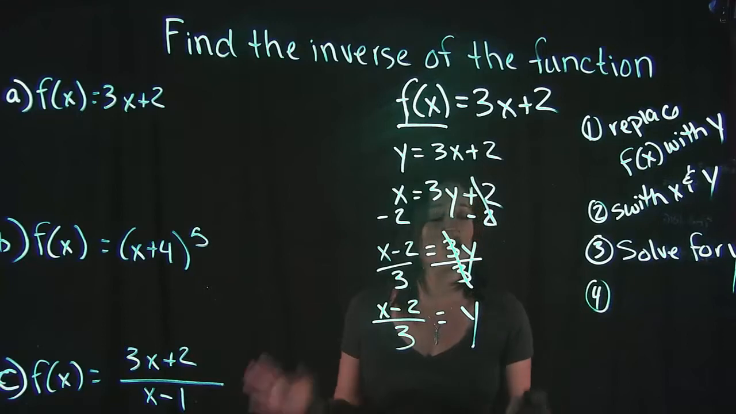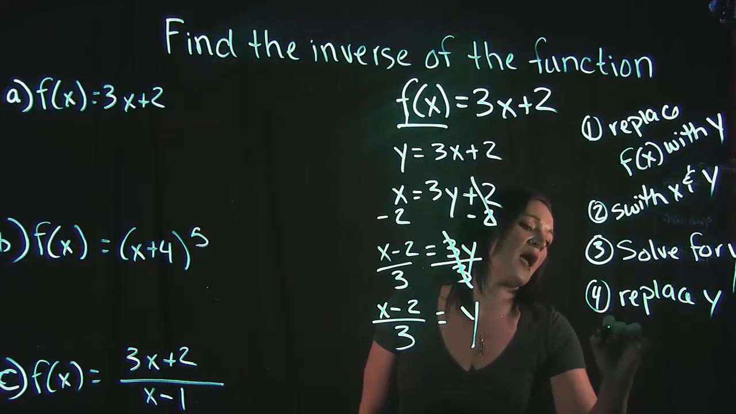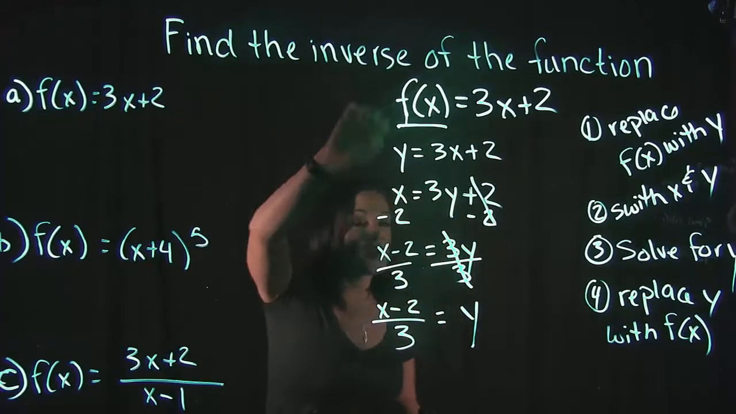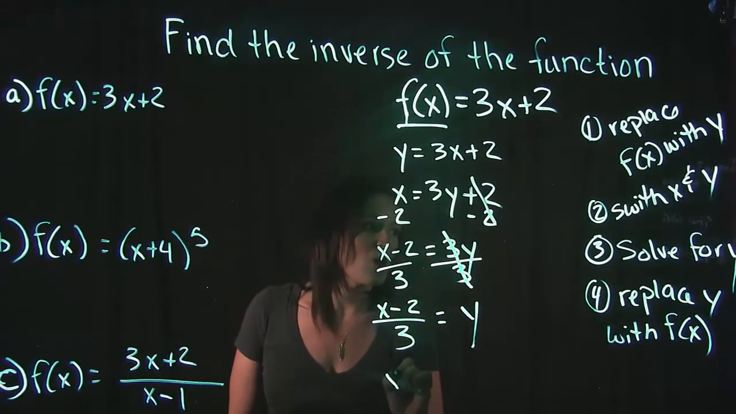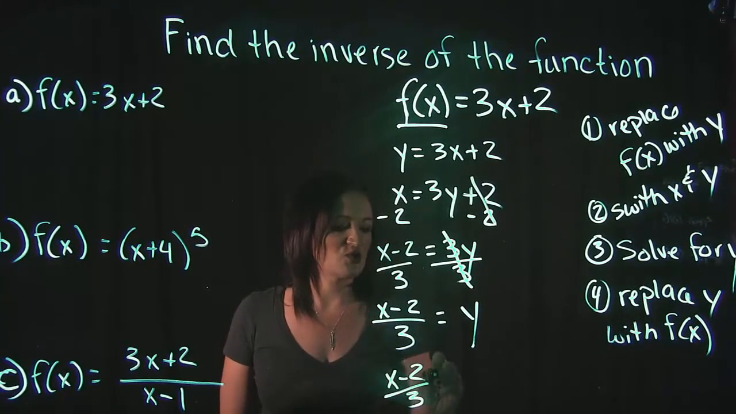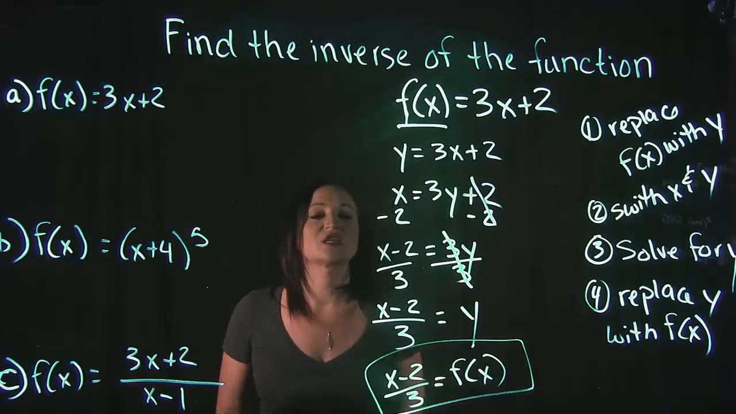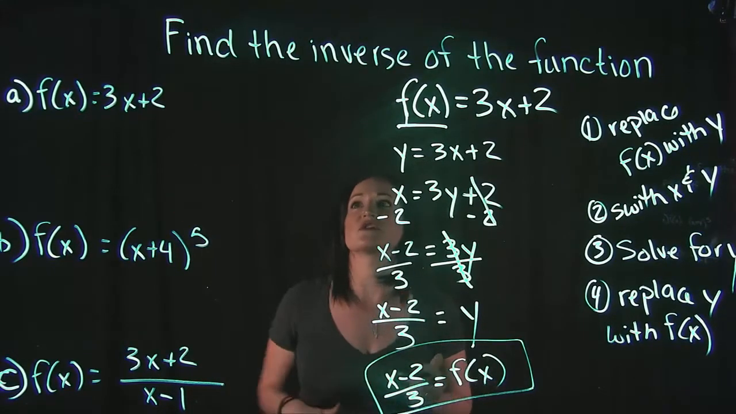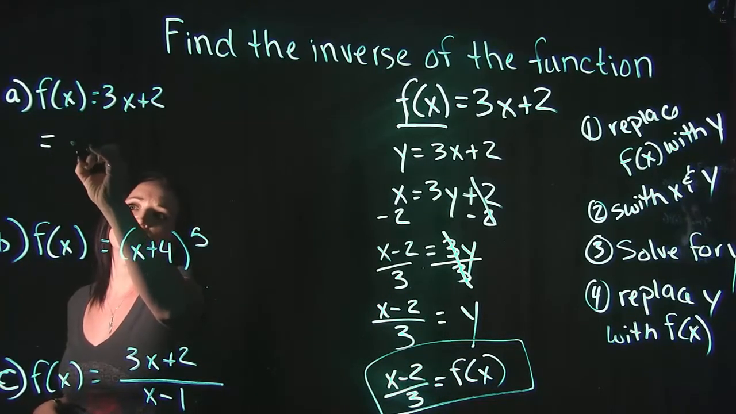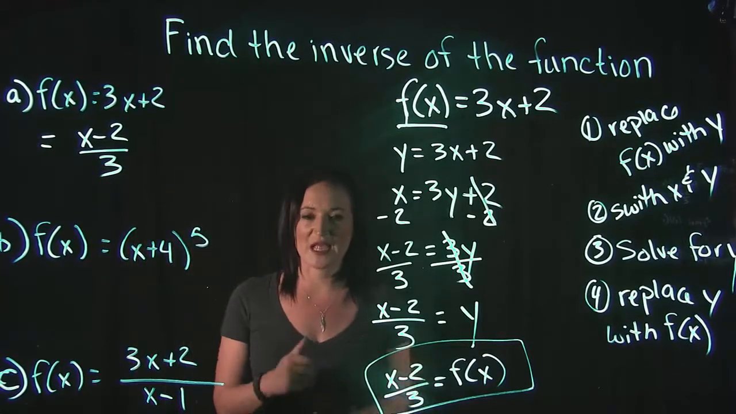So step 4, last and final step, is to replace y with f of x. We switched f of x to y in the beginning. Now we are going to switch it back. So we have x minus 2 over 3 is equal to f of x. So this is the inverse of the function. So the inverse is equal to x minus 2 over 3, for example A.